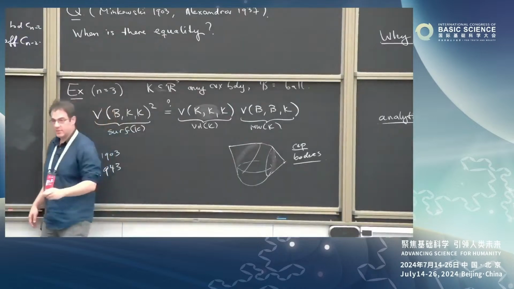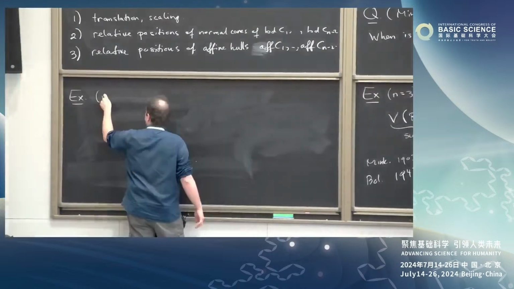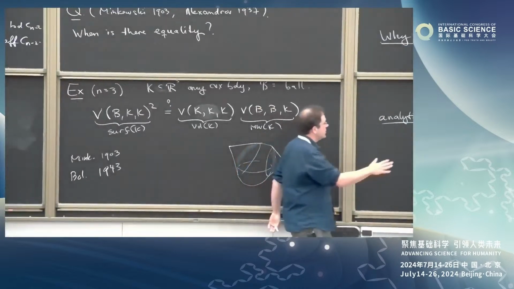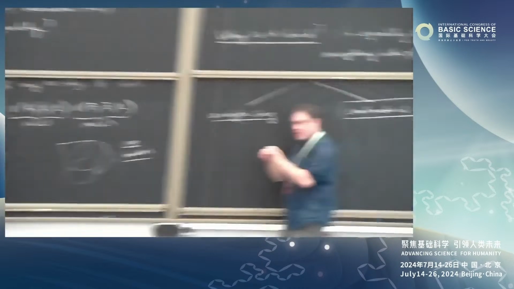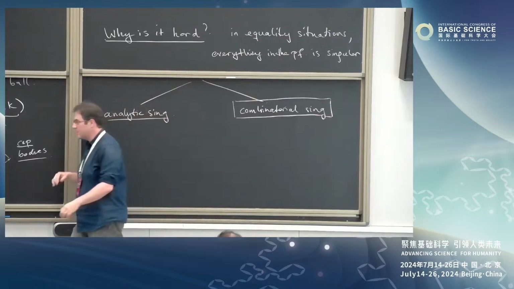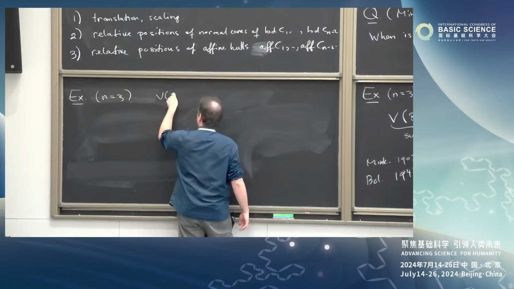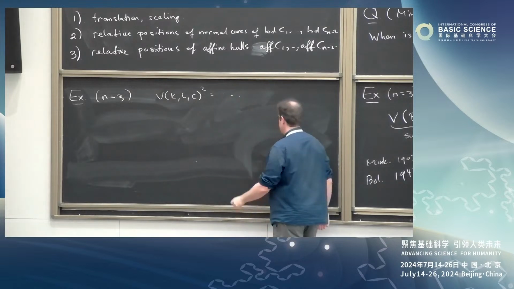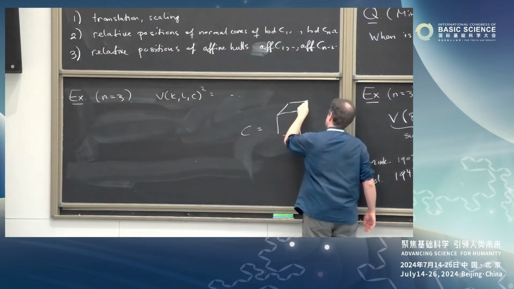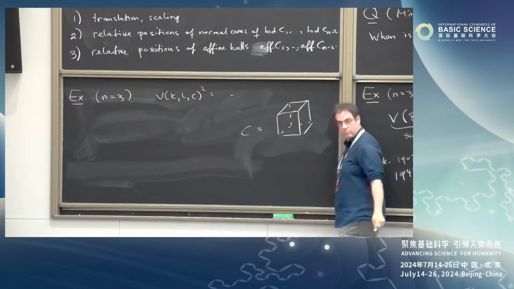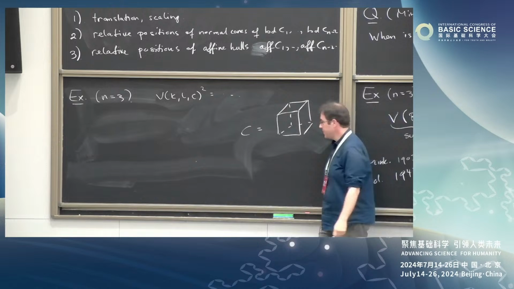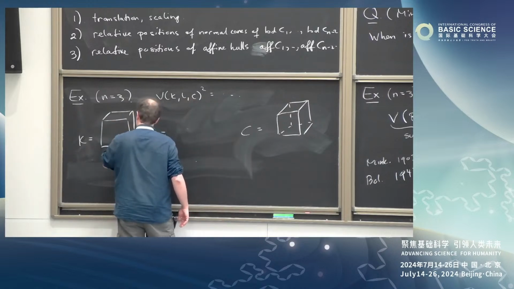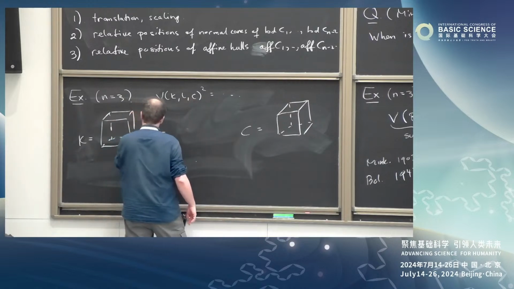So the example, in any Euclidean space, where you have real combinatorial singularity. It's easiest to think about looking at V(K, L, C) squared equals V(K, K, C) V(L, L, C). Take just a cube, right? And then in L. So initially in L, it's also obvious that K and L are not an equality case.